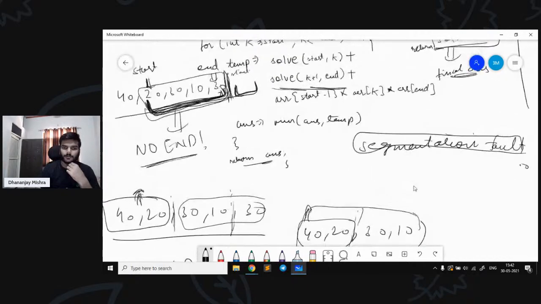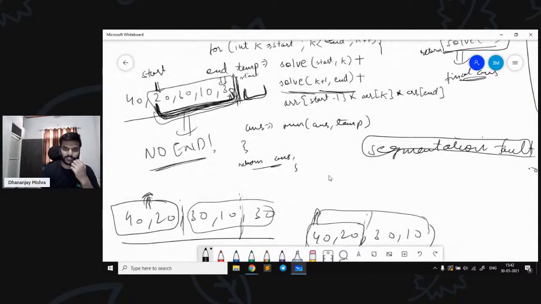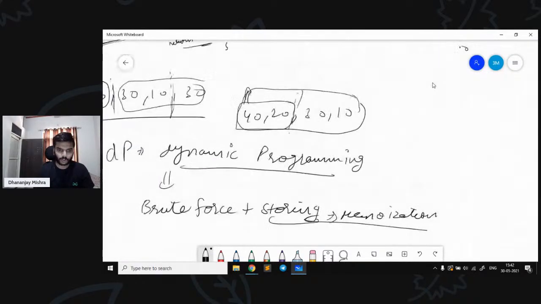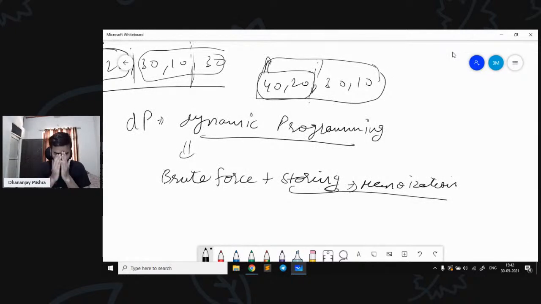So we are done with this recursive approach. We will just make a bit of changes in this recursive code. As I told you, there is nothing much to dynamic programming. We just have to store the answer at each and every particular state.